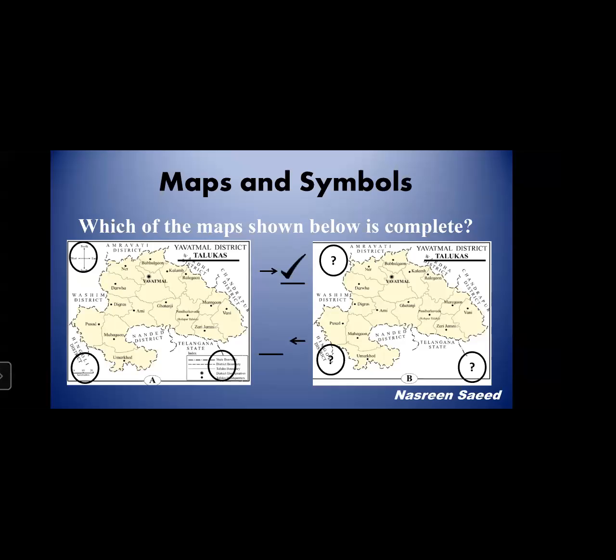Map A is complete and map B is incomplete. Why it is incomplete? Because it has the title, but it does not have the direction. It does not have scale, the index. So it is incomplete. So in both the maps, map A is complete.